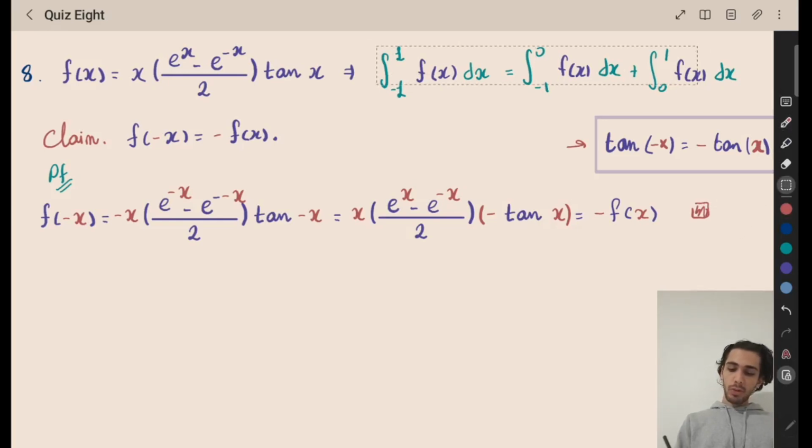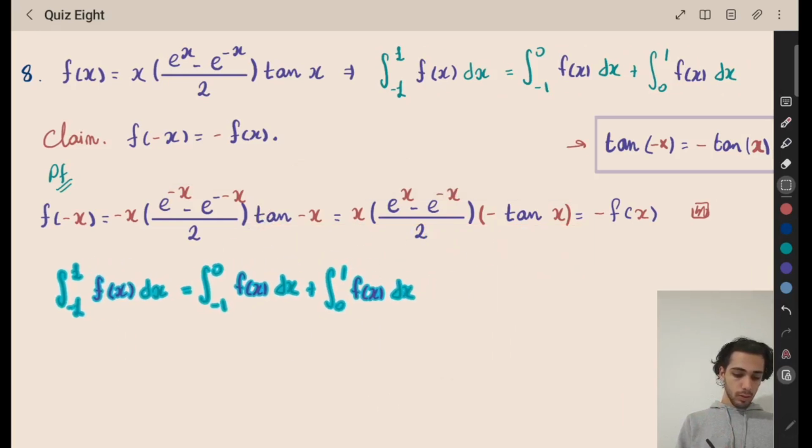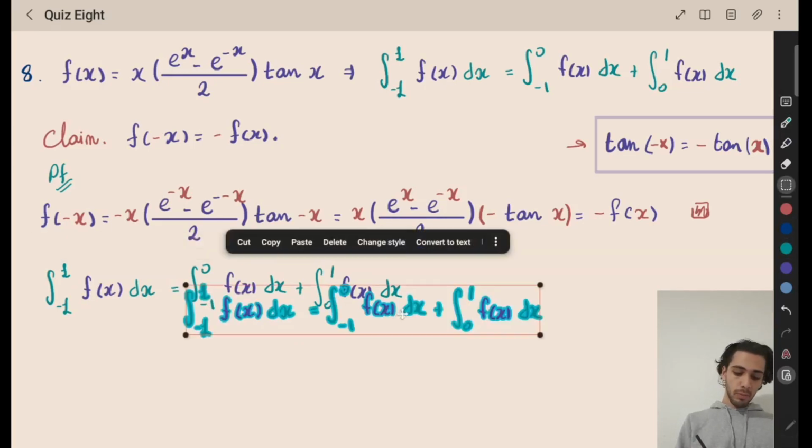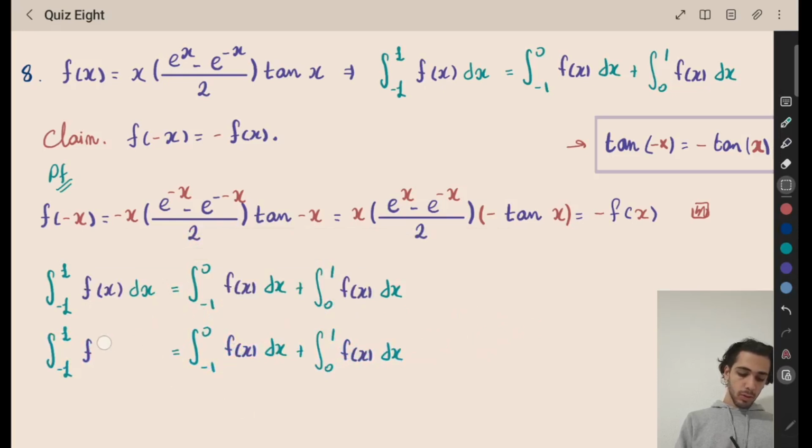How does this help me compute this integral? Here's how. The integral is symmetric. So the integral from minus 1 to 0 of f of x is equal to the integral from 0 to minus 1, but with the negative sign taken.